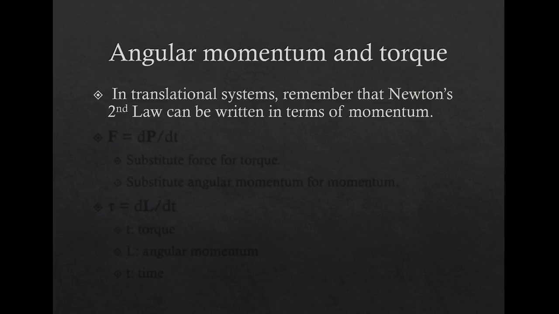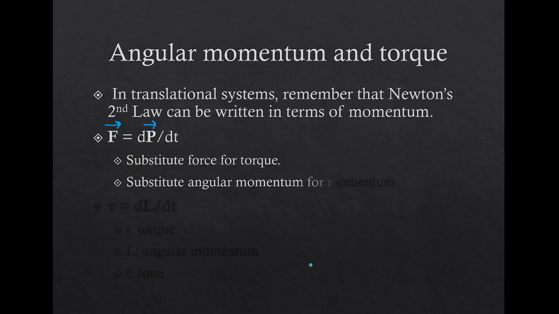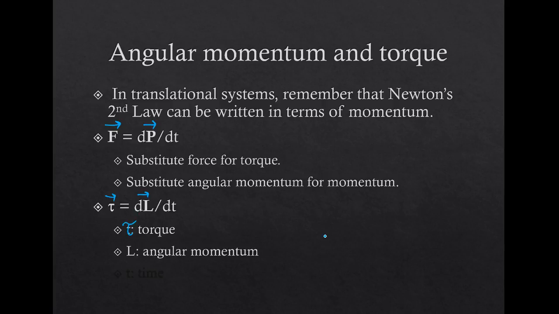So, remember that we can write Newton's second law in terms of momentum. F equals dp/dt, p being momentum, F is force. And now let's substitute torque and angular momentum, and we get torque equals dL/dt. So tau is torque, L is angular momentum, and t is time.